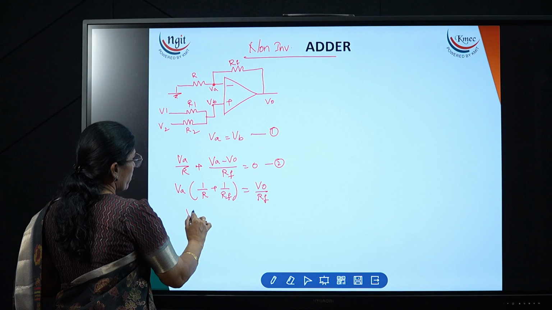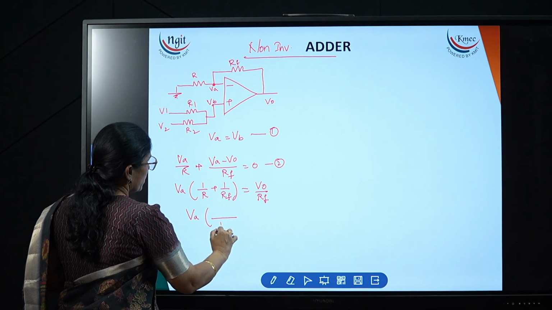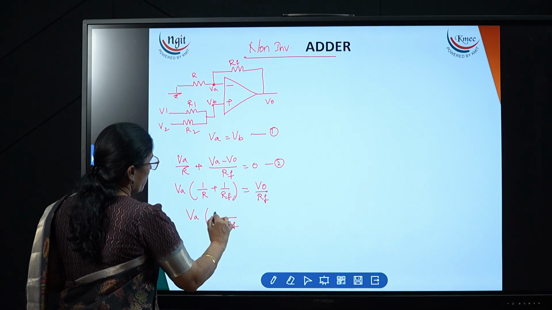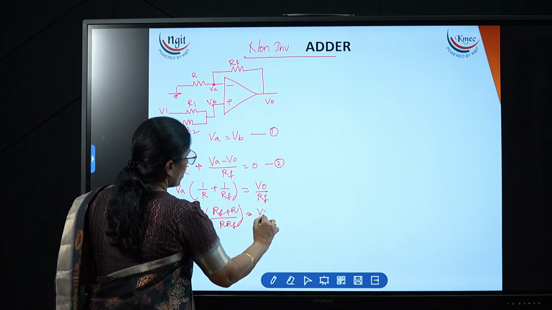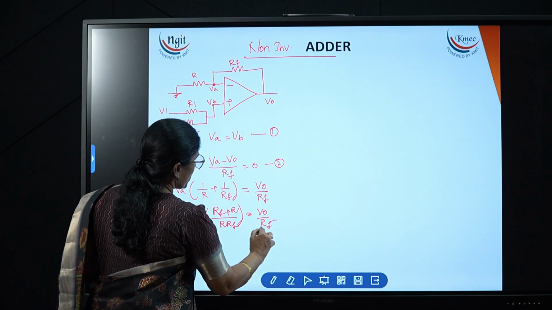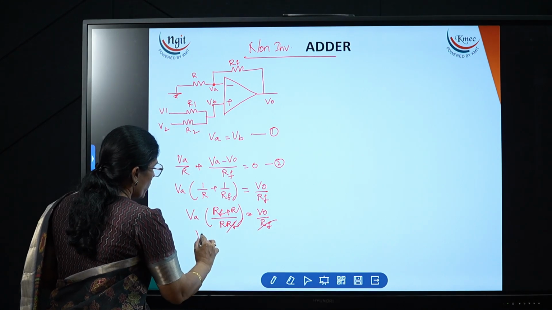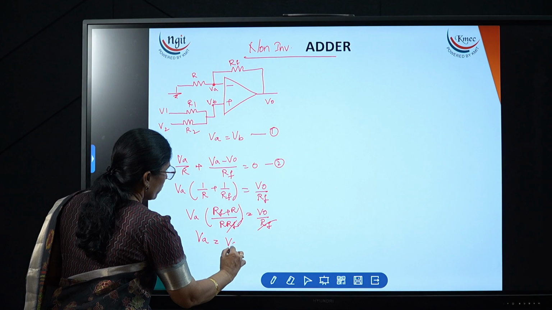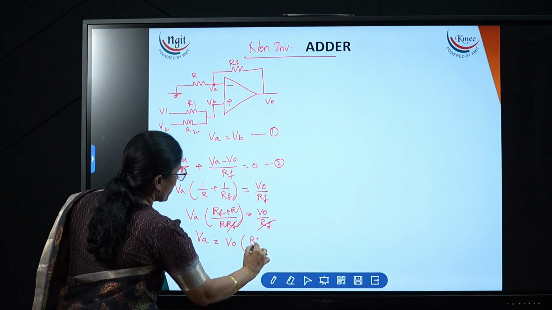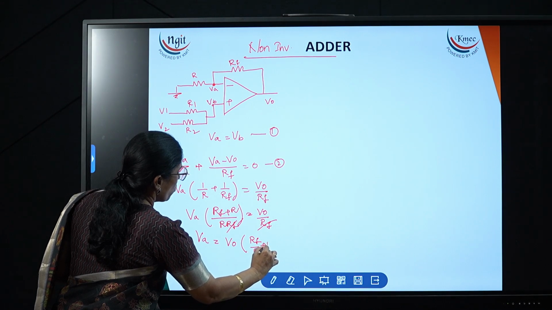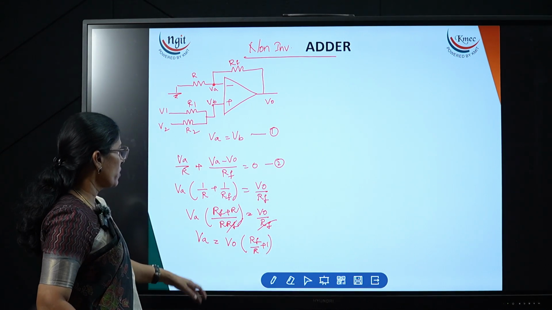So how can we write VA? If I take the LCM, R into RF, then we get (RF plus R) is equal to V naught by RF. Now on both sides RF we can cancel. So VA is equal to what we got? V naught into (RF by R plus 1). Now this is the expression for VA.